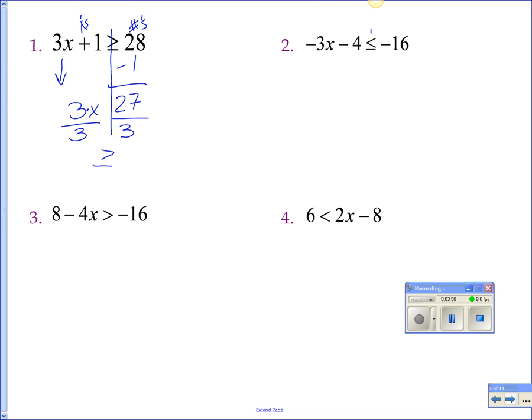So, here these cancel. I got x. What is 27 divided by 3? 9. Good. So that's your answer. Okay? When you divide by a positive, you drop your sign down. All right. So write down number 2, negative 3x minus 4 is less than or equal to negative 16.